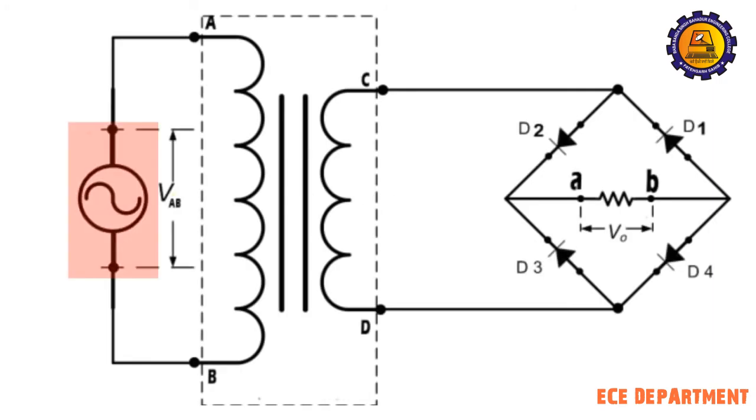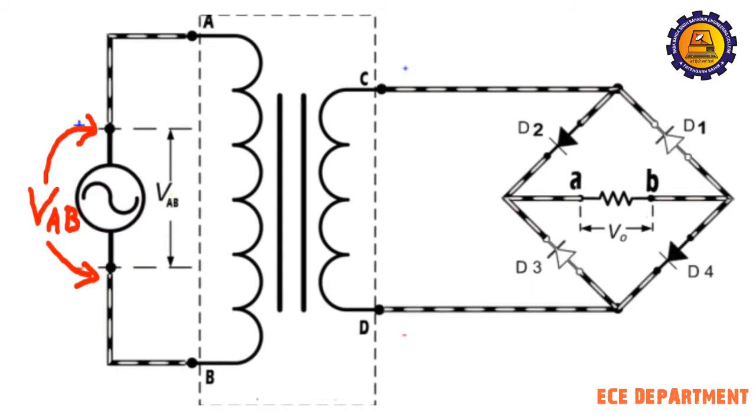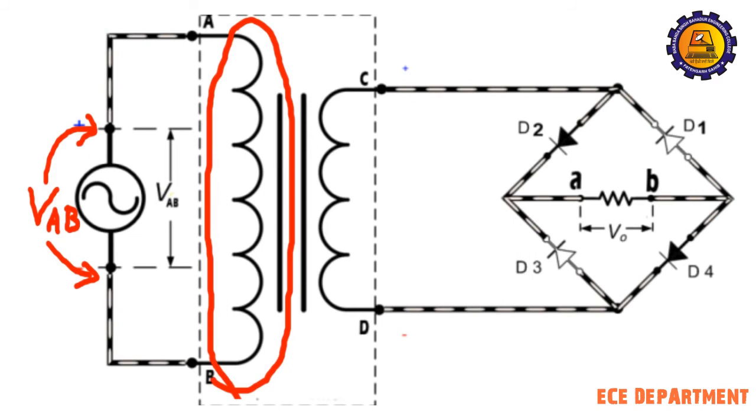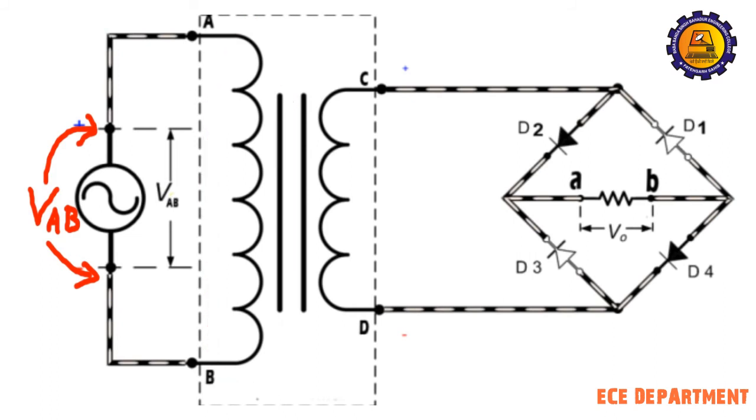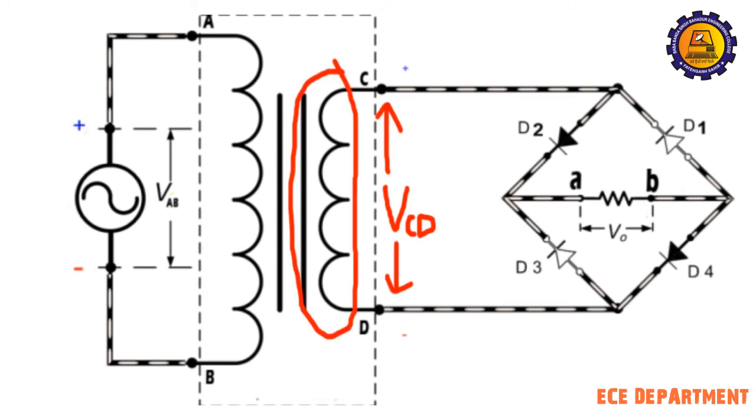Now let's understand the working. When AC supply is switched on, the alternating voltage VAB appears across the primary winding of the transformer. This high voltage VAB is reduced to the level which is suitable for the diodes and the load at secondary winding, and this voltage at the terminals of secondary winding, let's represent it by VCD.